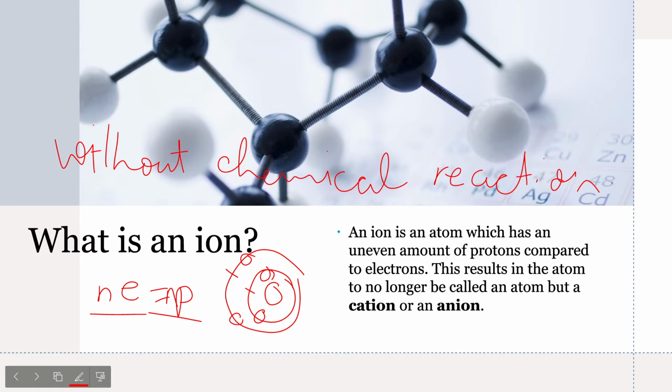Okay, so the number of electrons is equal to the number of protons, normally without a chemical reaction in the atom, but when they are disbalanced or uneven, maybe there's more electrons or more protons, that results in the atom no longer being called an atom but an ion, and that ion is of two types, cations and anions. So let's look at cations and anions one by one.